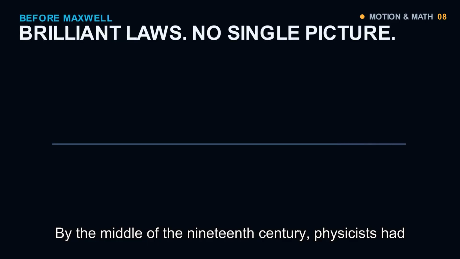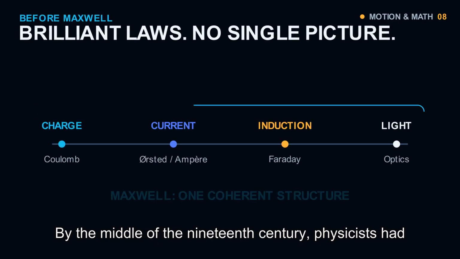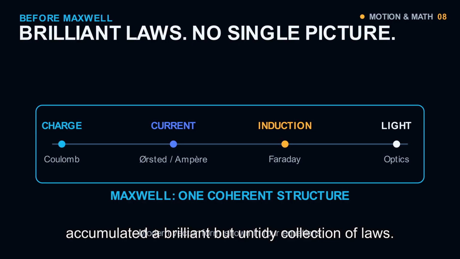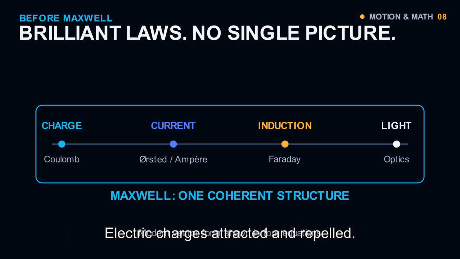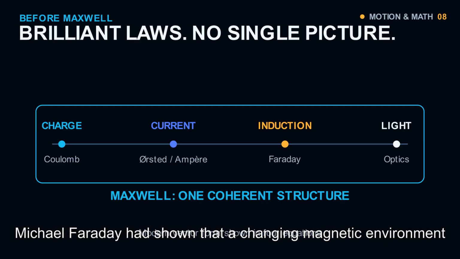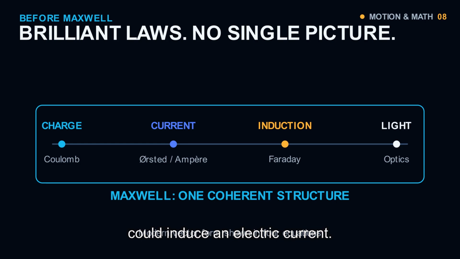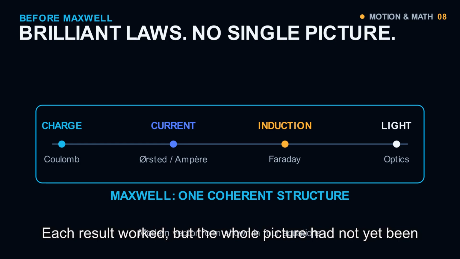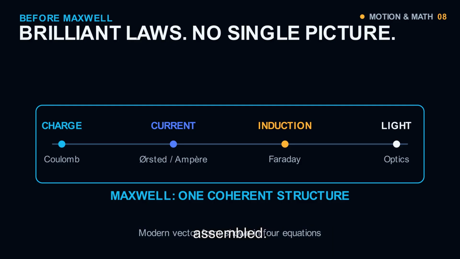By the middle of the 19th century, physicists had accumulated a brilliant but untidy collection of laws. Electric charges attracted and repelled. Currents deflected compass needles. Magnets produced invisible patterns around themselves. Michael Faraday had shown that a changing magnetic environment could induce an electric current. Each result worked, but the whole picture had not yet been assembled.